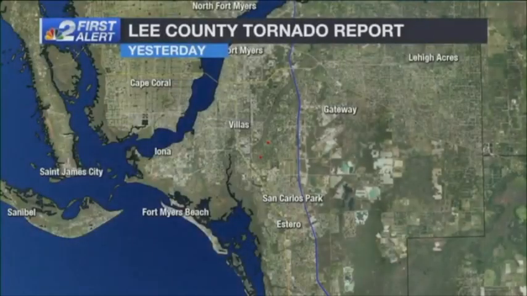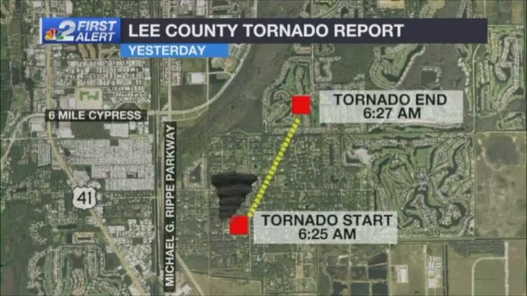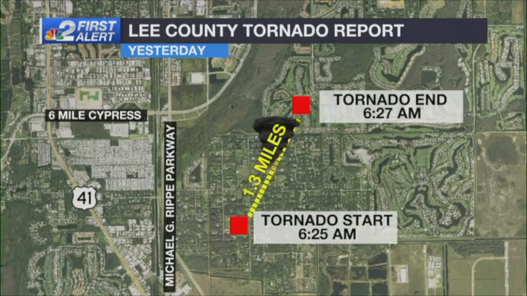Now, the tornado that moved across Lee County yesterday was in the Briarcliff community, at least initially, and in the 1.3 miles that it was on the ground, and in the span of only 2 minutes, it did nearly $500,000 worth of damage before it finally ended in the Eagle Ridge community by 6:27 in the morning.